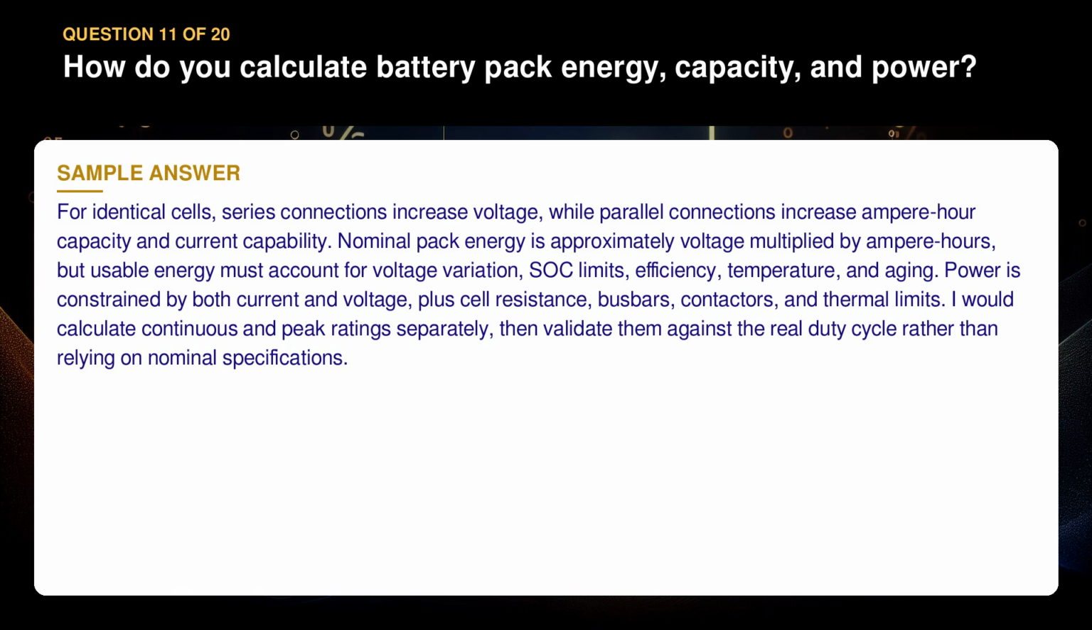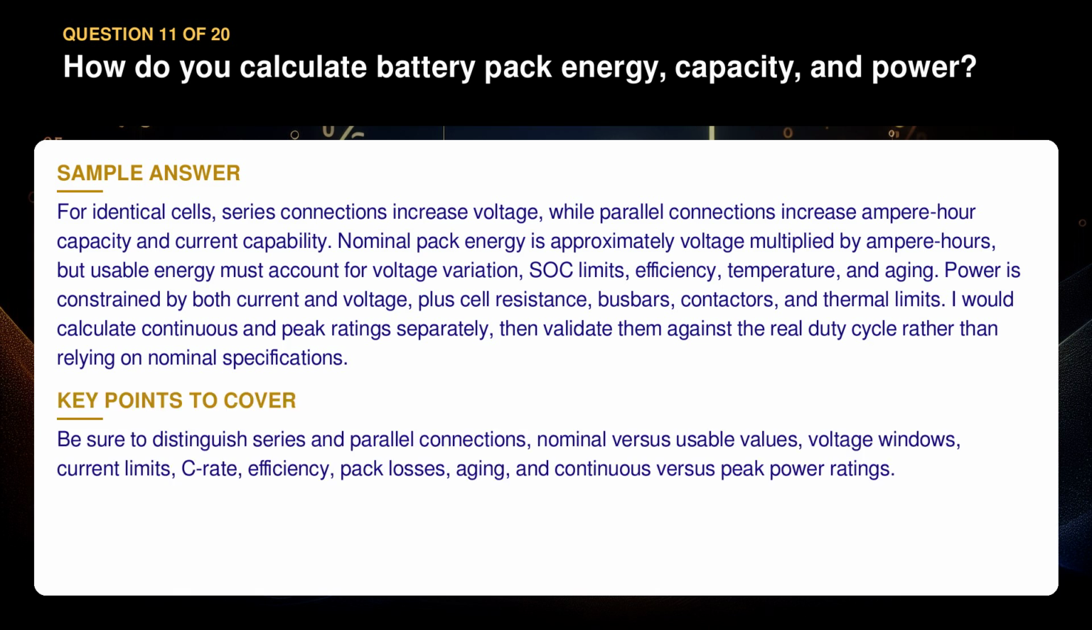I would calculate continuous and peak ratings separately, then validate them against the real duty cycle rather than relying on nominal specifications. Be sure to distinguish series and parallel connections, nominal versus usable values, voltage windows, current limits, C rate, efficiency, pack losses, aging, and continuous versus peak power ratings.